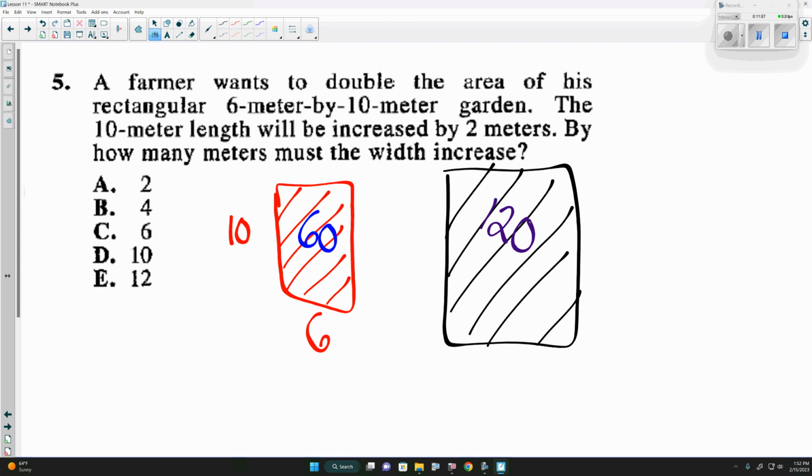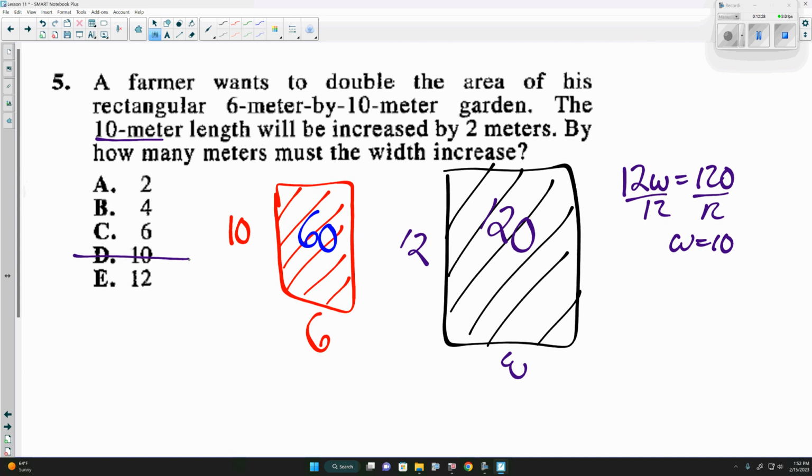The 10 meter length will be increased by 2 meters. So what's our new length? It's not 10 meters anymore, it is. And we want to figure out what this other one is. Right? So the correct answer is, it is not D. What does the question ask?